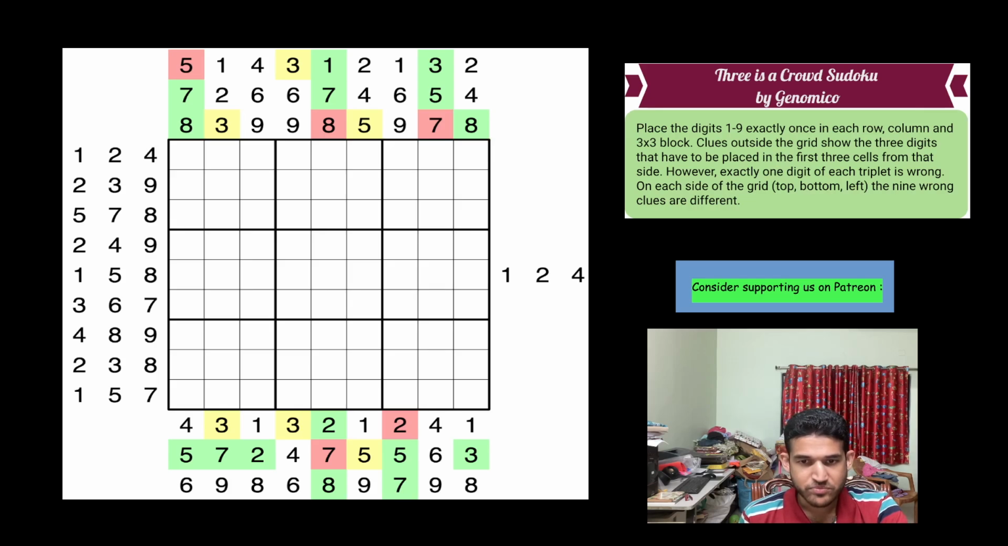And now we have only 1 more 5 left on the bottom side, and that has to be incorrect because the wrong clues are all different. So this one has to be incorrect. And that means this 5 has to be correct, right? The top one, both cannot be incorrect as we saw. Okay, so which means 1 red means remaining 2 greens.